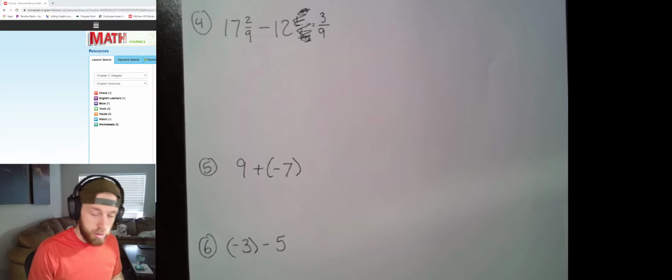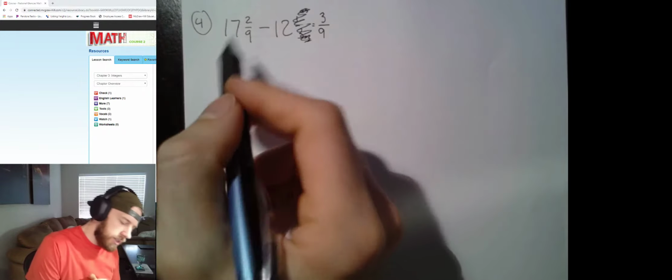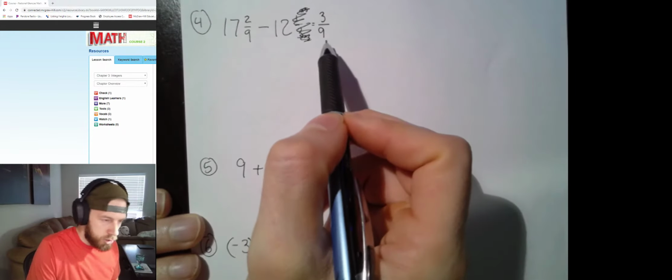Now we can start to get to work on subtracting these. So if we do 17 minus 12, that's 5. And then we do 2/9 minus 3/9.